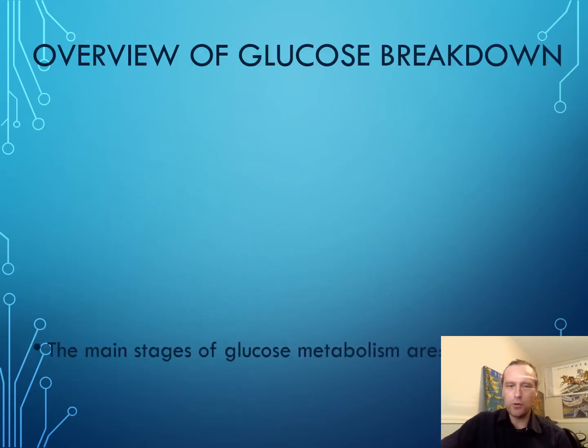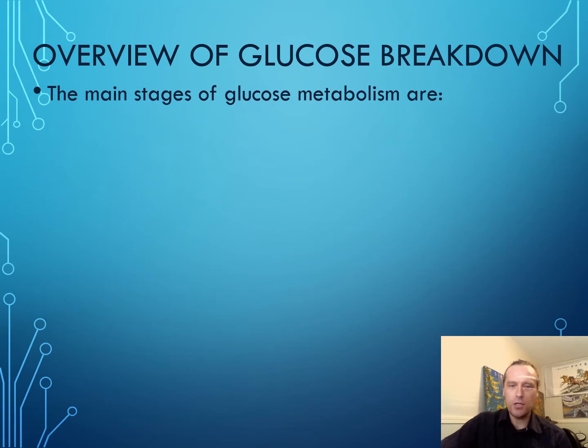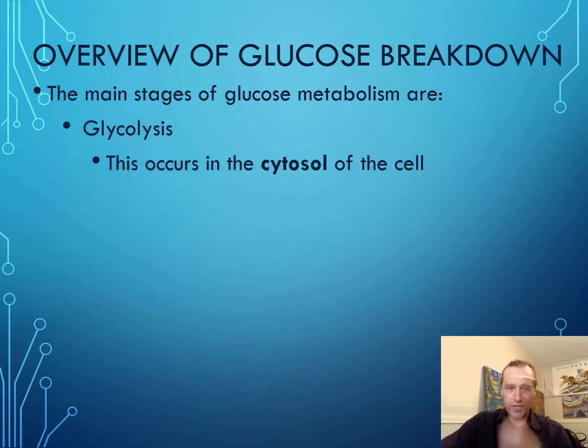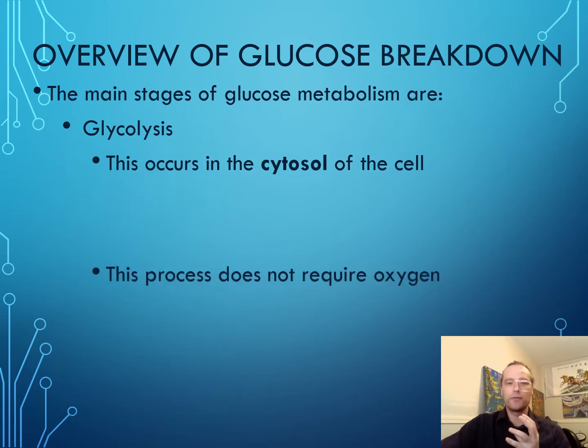Overview of glucose breakdown. Number one, the main stages of glucose metabolism are glycolysis. This occurs in the cytosol of the cell, so no mitochondria involved in glycolysis. I'm going to say it again, and then you should repeat what I said. With glycolysis, the mitochondria is not involved. Say it to yourself. Okay.